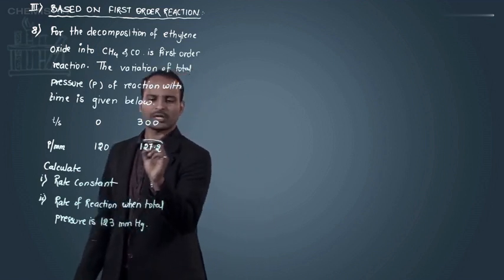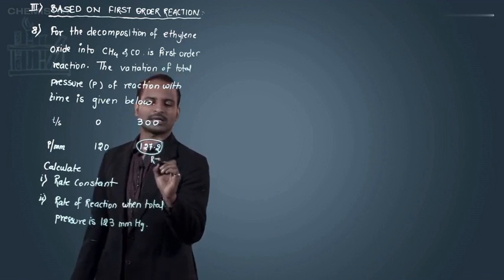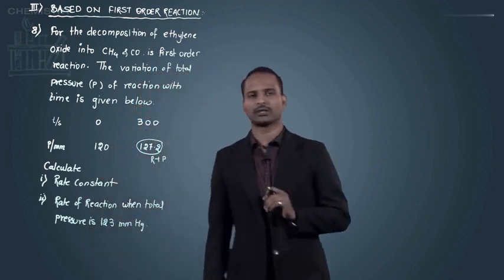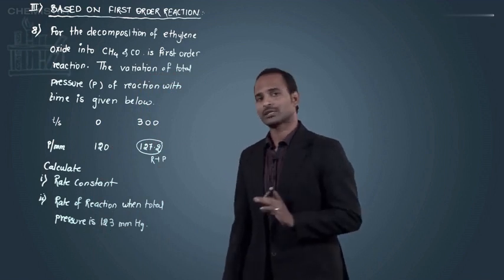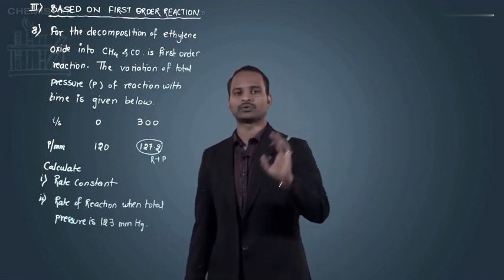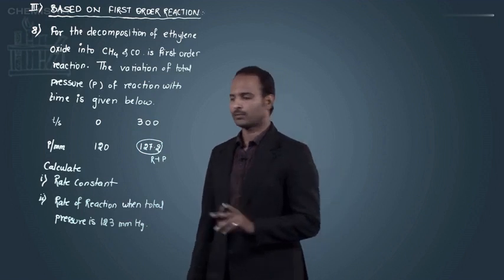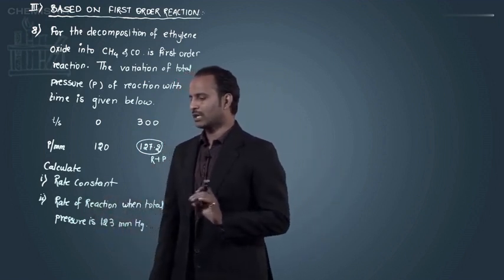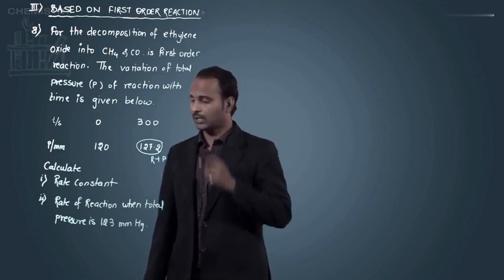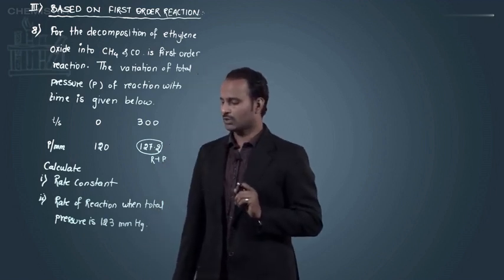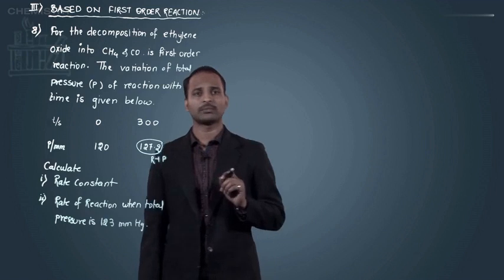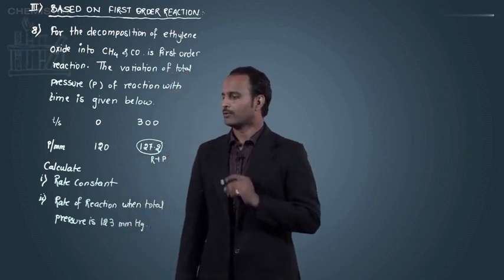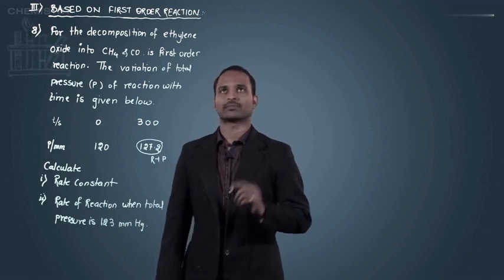Now this pressure is because of the reactant as well as product, because after 300 seconds some of the reactant has got converted into product. So now the pressure exerted will be equal to the sum of the pressure of reactant and product. So this is the sum of both. Now we have to calculate, number 1, the rate constant, that is the value of K, and number 2, the rate of reaction when the total pressure is 123 millimeter mercury. Then we have to calculate rate also. First, let us calculate the rate constant.